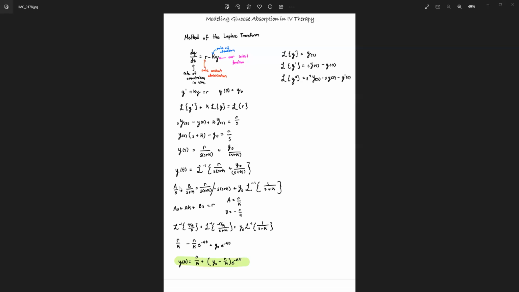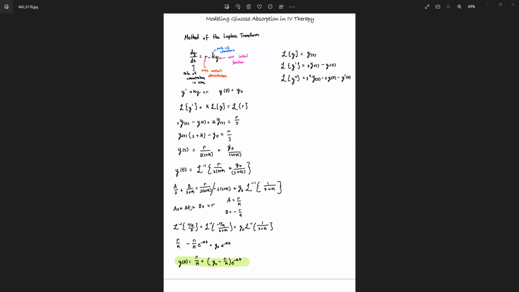Now we're going to multiply this whole thing by s times (s plus k). We can't forget about this right here. We're also going to add y naught times the inverse Laplace transform of 1 over s plus k. And thanks to our Laplace transform tables, we already know what this is. We'll solve for it at a later time. We're just going to deal with this partial fraction first. By multiplying by this common denominator, s times (s plus k), we are left with this simplified version of the equation: As plus Ak plus Bs equals r.